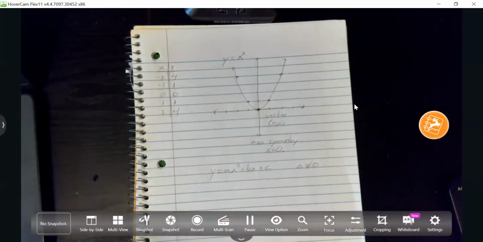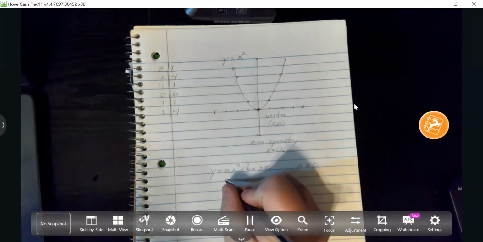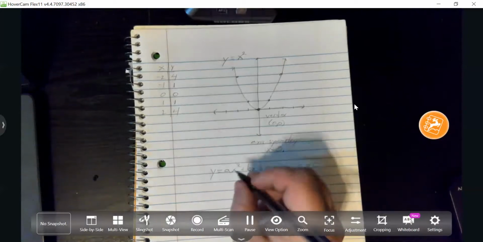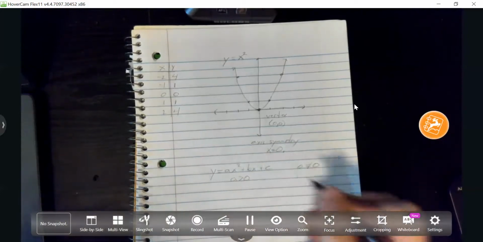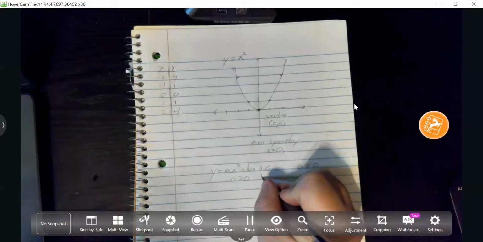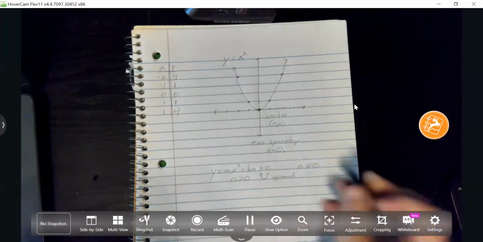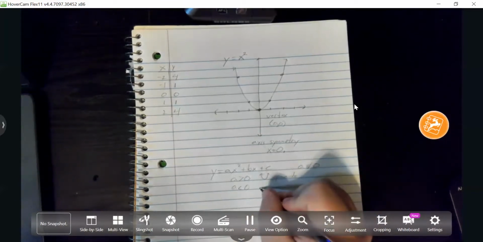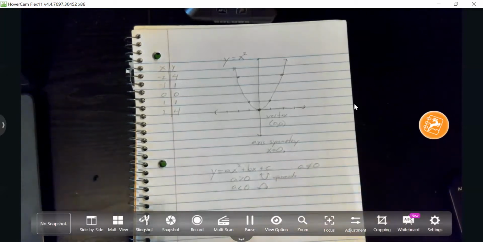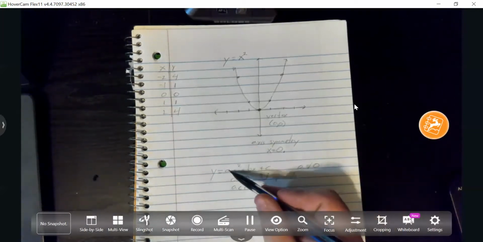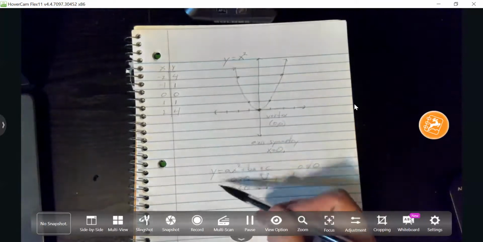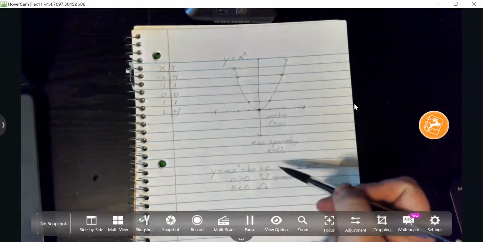Now, just like when we talked about the absolute value graphs, a lot of these numbers give us some good information. In particular, if that a value is positive, if it's greater than 0, then the parabola is going to open upwards. If our a value is less than 0, our parabola is going to open downwards.